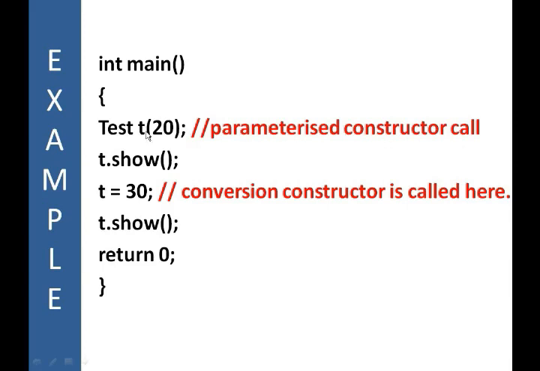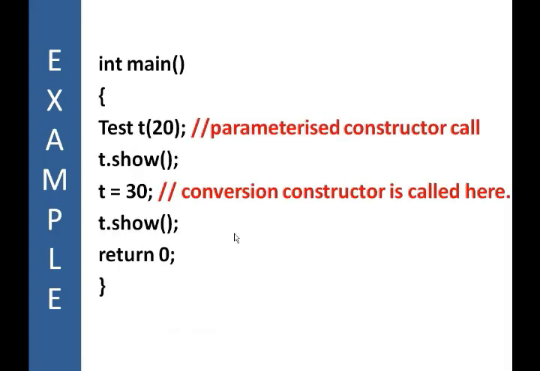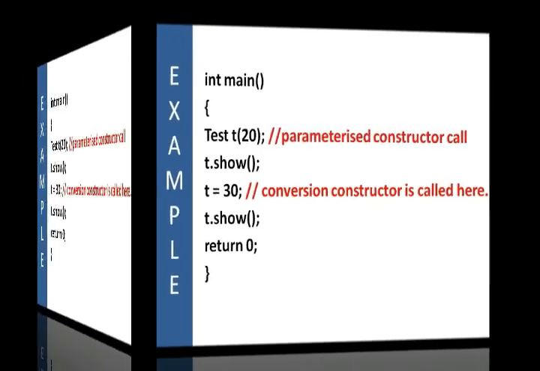So different types of function calls are explained here. t(20) and t equal to 30 both call the parameterized constructor of this class. The second call can be treated as a conversion constructor, or conversion of one data type to another data type.